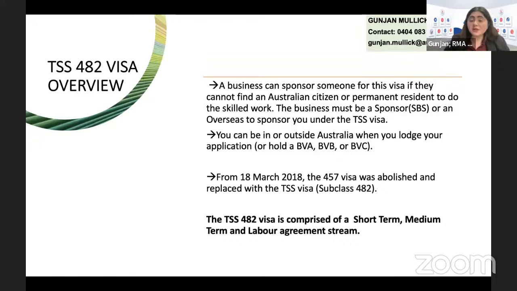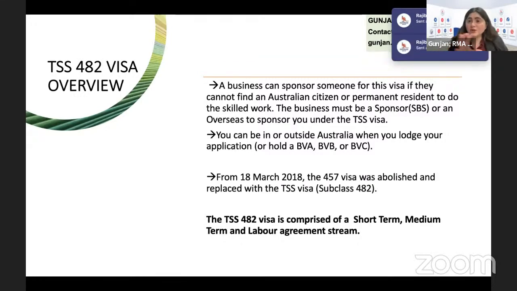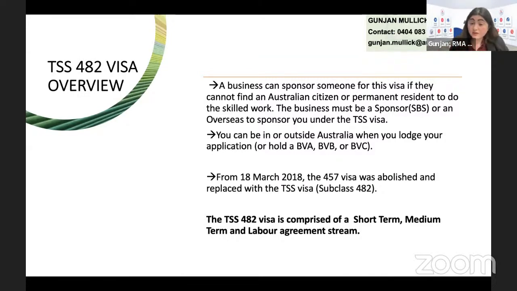The labor agreement stream is basically an agreement between the regional areas and the department. The Department of Home Affairs has an agreement with the regional areas that these are the skill shortages. For example, in the Western Australia regional areas, the department will consider that these are the occupations in skill shortage, and we approve this region to sponsor, even a truck driver. Even some regions have truck drivers in the list as well.